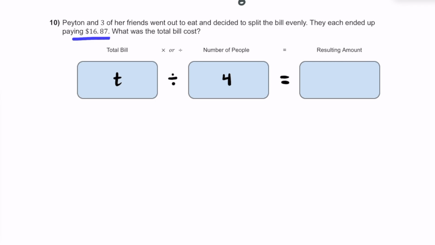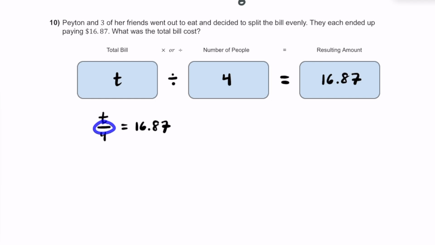It looks like each person is paying $16.87. That's for one person. So see if this makes sense. The total bill, if it's split 4 ways or divided and cut into 4 equal pieces, it's $16.87 per person. So how could you write this equation? You could say T over 4, or T divided by 4, is equal to 16.87. So how would you solve this one-step equation?